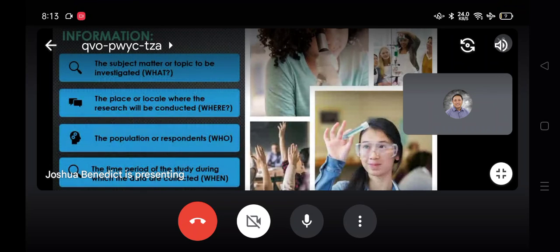First, a research title has the following parts: the subject matter or topic to be investigated, which answers the question what, and the place or locale where the research will be conducted, the population or respondents, and the time period of the study during which the data are collected. So, basically, it answers what your topic will be about.